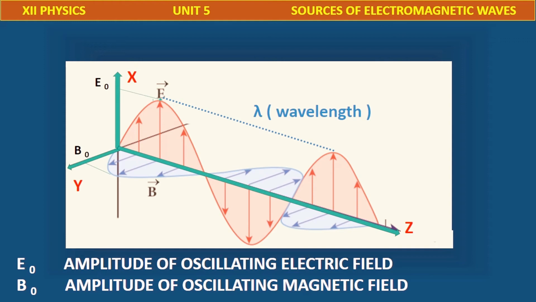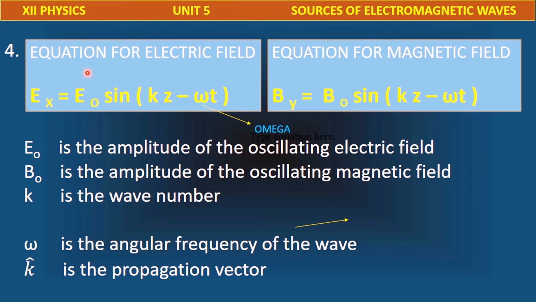Now, we are going to write equations for the electric field and magnetic field. Equation for electric field: Ex is equal to E naught sine (kz minus omega t). Since the electric field is along the x direction, we are writing Ex. E naught is the amplitude of the oscillating electric field. Equation for magnetic field is given by By. Since the magnetic field is along the y direction, we are writing By. So By is equal to B naught sine (kz minus omega t).